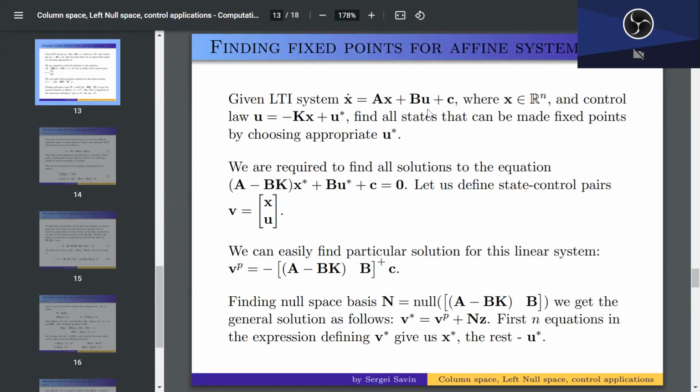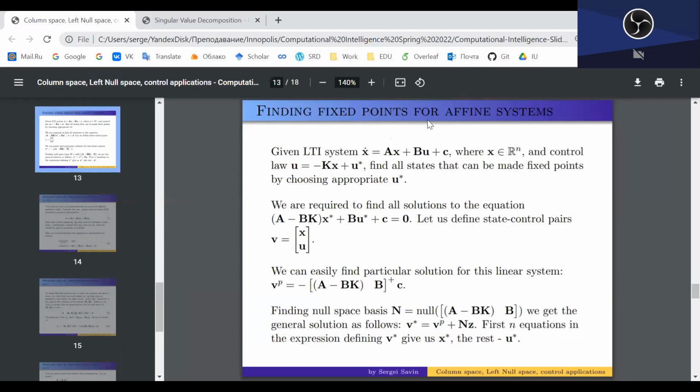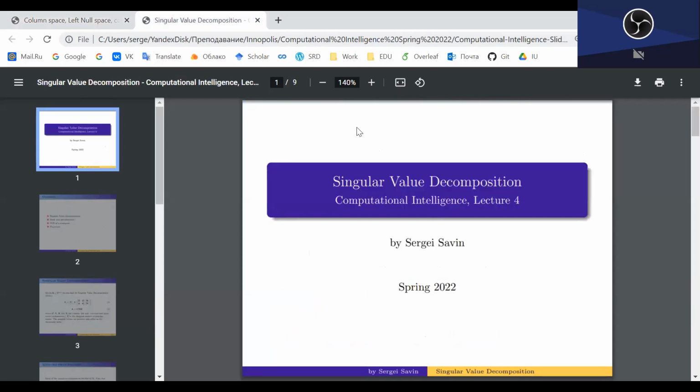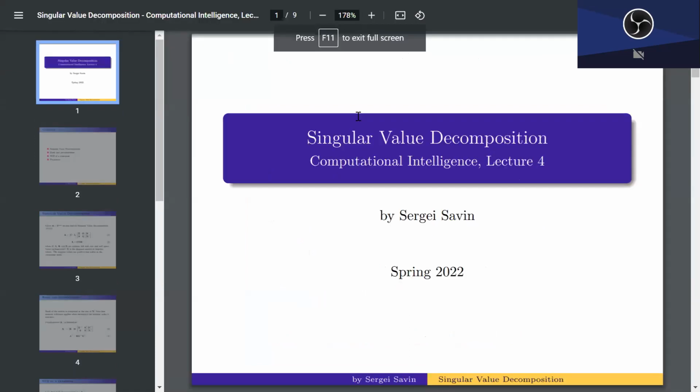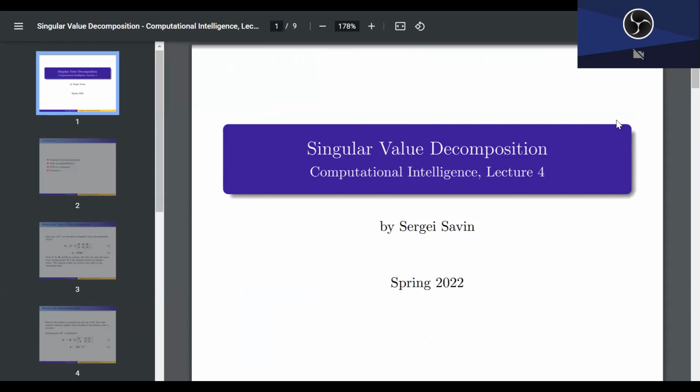All right, now we'll have a 5-minute break. Give me a second. We'll have a 5-minute break, and then we'll have singular value decomposition as our next topic. We'll start in, it is 11:30 by my clock, 11:35 we'll start. All right.